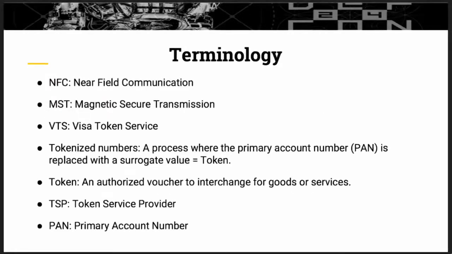For terminology, I'm going to use NFC for near-field communication, MST for magnetic secure transmission, and VTS for Visa Token Service, which mainly are the protocols for the tokenization process. Tokenized numbers: a process where the primary account number, the PAN, is replaced with a surrogate value. In this case, it's going to be a token. And the token is a voucher to interchange for goods or services. TSP for token service provider, who's in charge of the tokenization process. And PAN for primary account number.